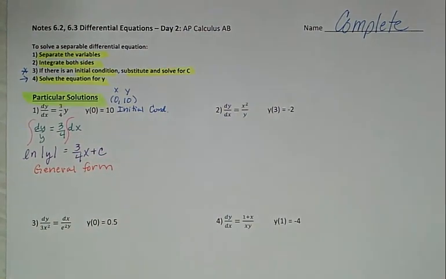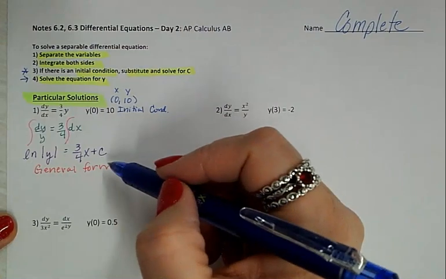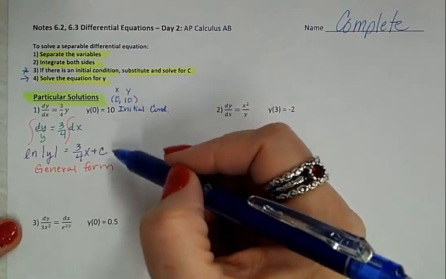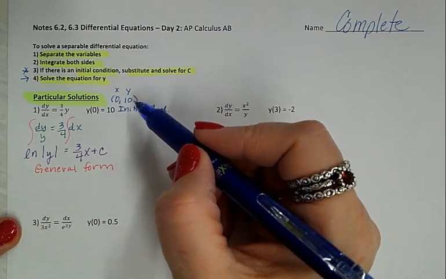All right, so once we have the general form, then we are going to plug in the initial condition, and we're going to find our c right now. So we did the integration, we got our general form. Now I'm going to solve for c. So remember that x is 0 and y is 10.